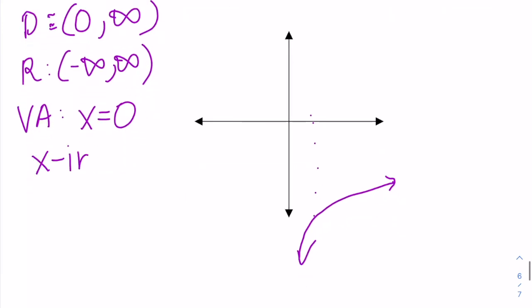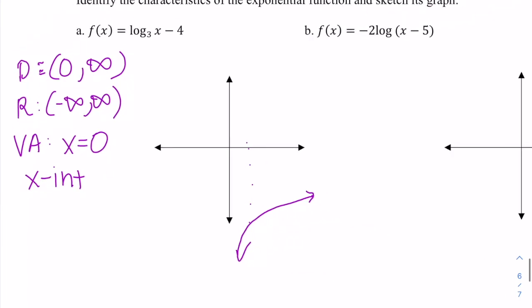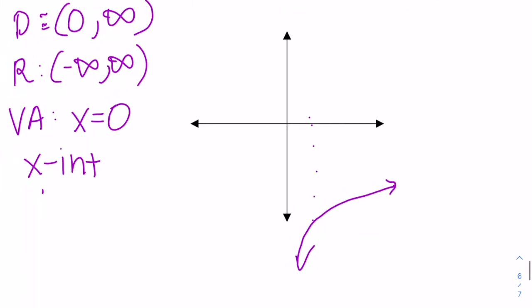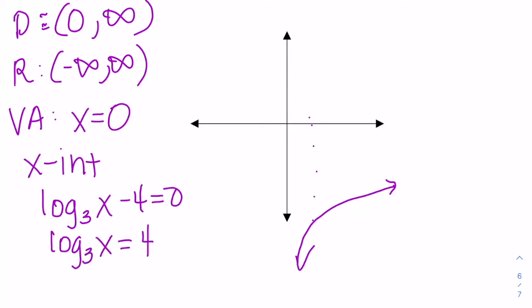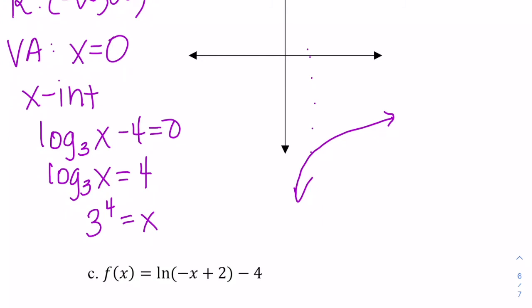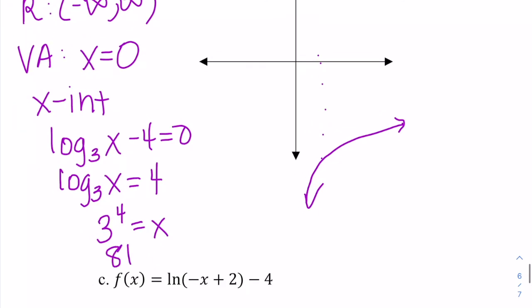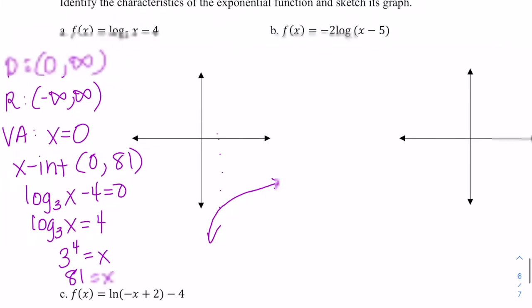Probably don't need a calculator for this. So I'm going to set this equal to 0. So log base 3 of x minus 4 equals 0. I'm going to isolate the log and then rewrite it into exponential form. So 3 to the 4th equals x. So that's just going to be 81. So my x-intercept will be (81, 0). And obviously it'll be very far to the right.